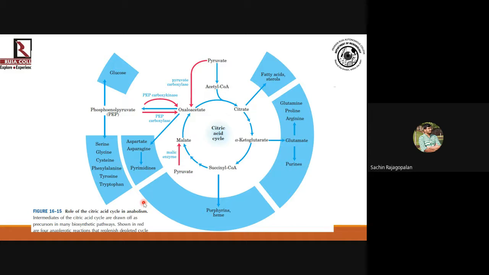But in TCA, you see so much happening in terms of biosynthesis also, wherein every intermediate is possibly contributing to some or the other anabolic reactions. So TCA has gained a lot of popularity in terms of its amphibolic nature, that it acts as both a catabolic as well as an anabolic process.